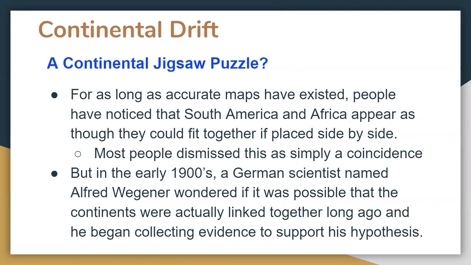So for as long as accurate maps have existed, people have noticed that South America and Africa appear as though they could fit together if placed side by side, but most people dismissed this as simply a coincidence. But in the early 1900s, a German scientist named Alfred Wegener wondered if it was possible that the continents were actually linked together long ago, and he began collecting evidence to support his hypothesis.